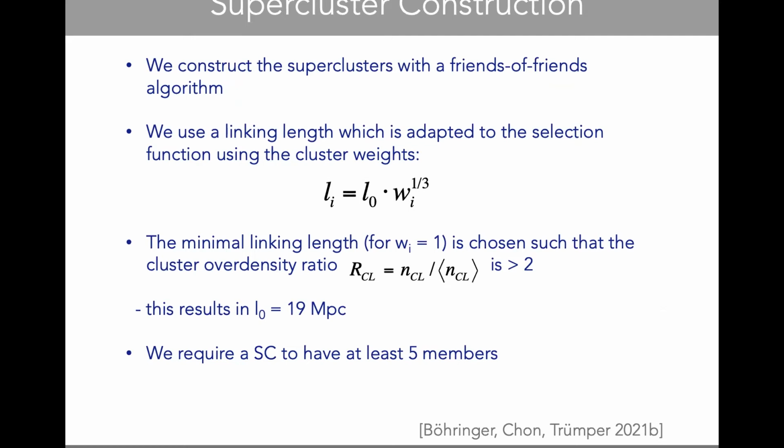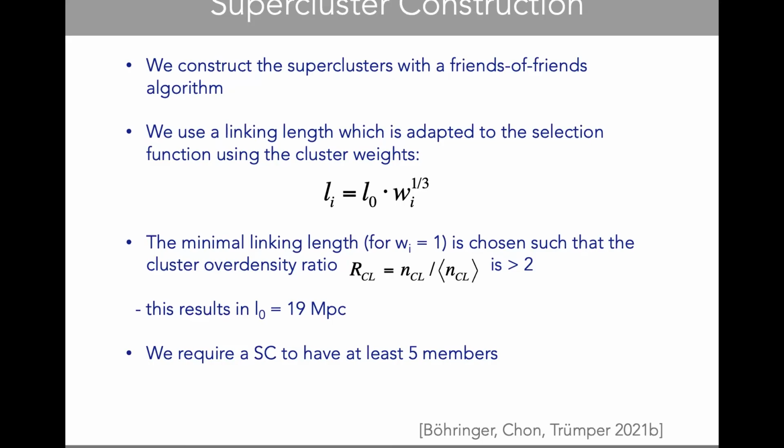We don't have a volume limited sample, but a flux limited sample. So we have to take care that the cluster density gets more and more sparse when we go out in redshift. So we cannot just apply simply a friends of friends algorithm, the most popular algorithm to describe these large scale structures, but we have a weighted one.